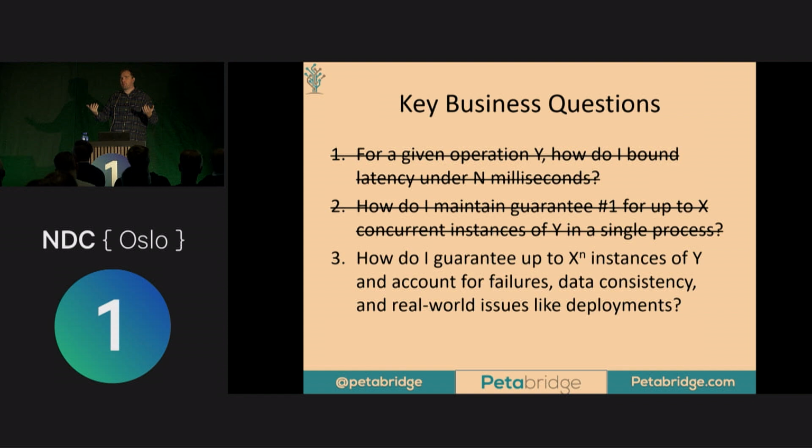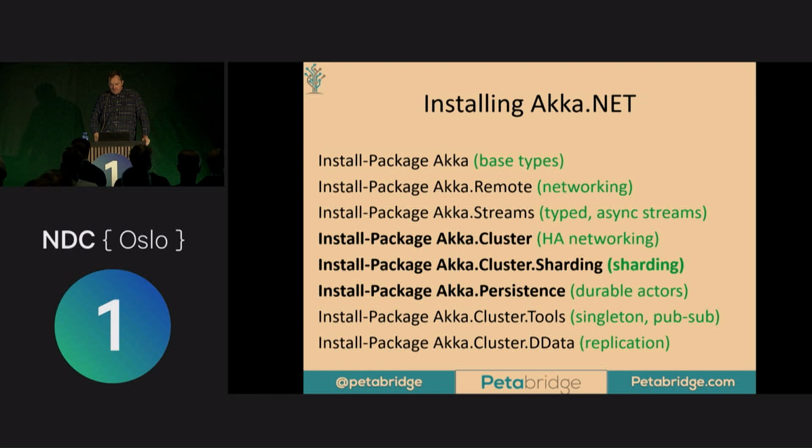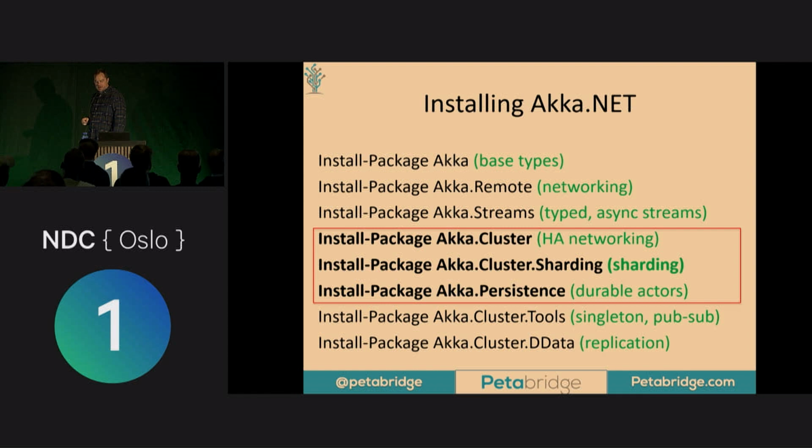And how do I make sure I do all of this without compromising the data consistency of my application and without introducing downtime, right? This is where I spend most of my time talking with customers, is this question number three. So Akka.NET's a big framework. It has lots of different packages. Of the core actor libraries, these are the three that we're gonna focus on for answering question number three. The first is Akka.Cluster, which allows us to build a high availability network of lots of actor systems all coordinating with each other to distribute work and state in essentially a location transparent manner.